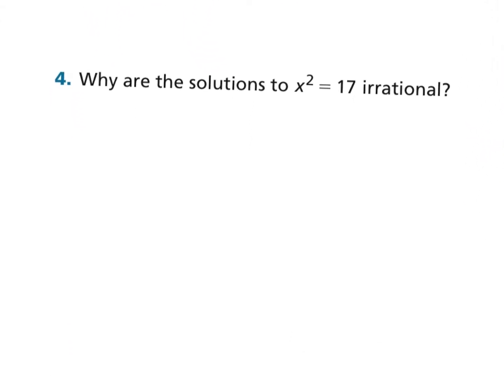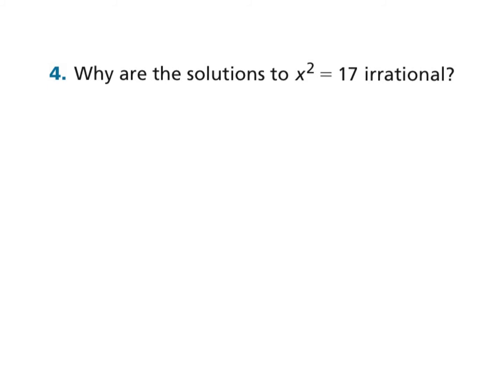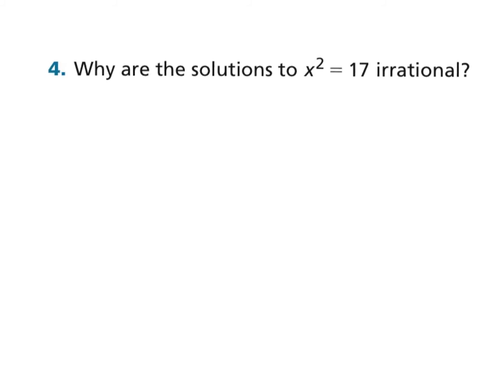Number 4, why are the solutions to x squared equals 17 irrational? So the deal is, if we were going to solve this thing, they're squaring, so we would do square root, we would do plus or minus, so we do have solutions, right? 2 solutions to this. And then if we tried to do square root of 17, the problem is it's not a perfect square. It's in between 4 and 5. So it's irrational. The decimal is going to keep going and doesn't repeat.